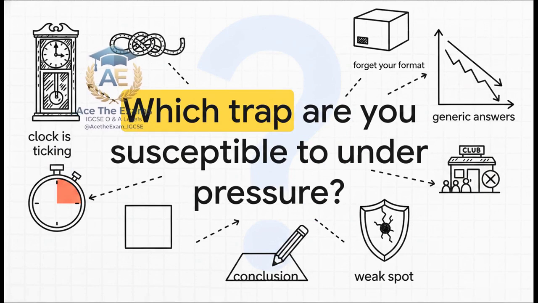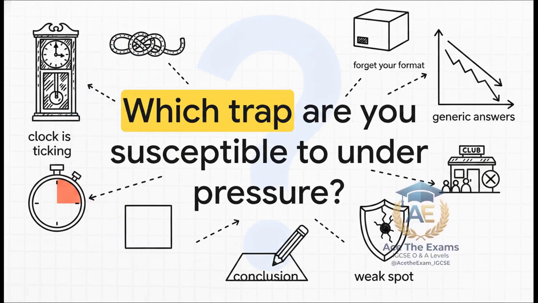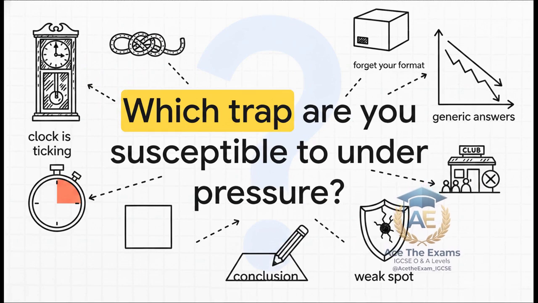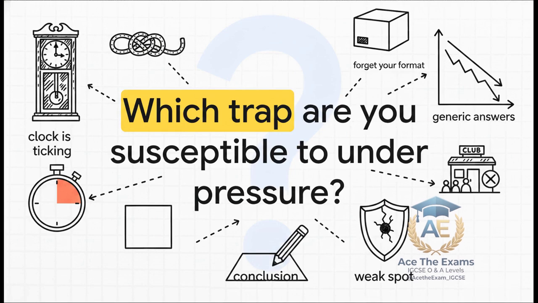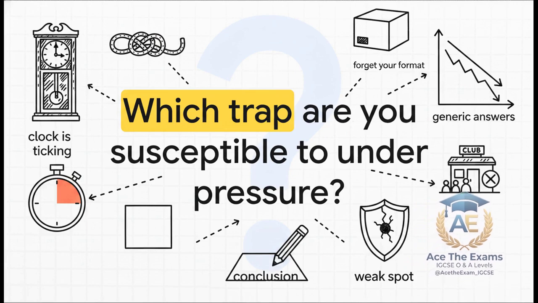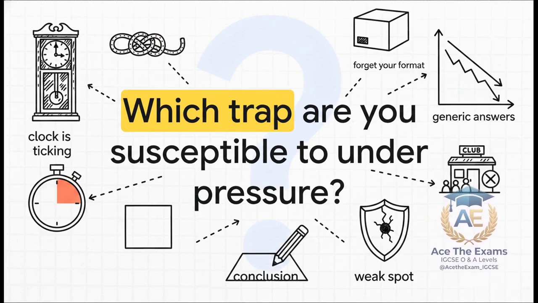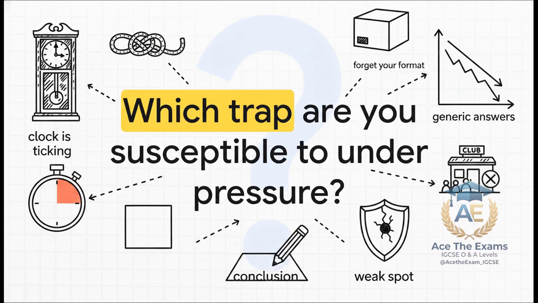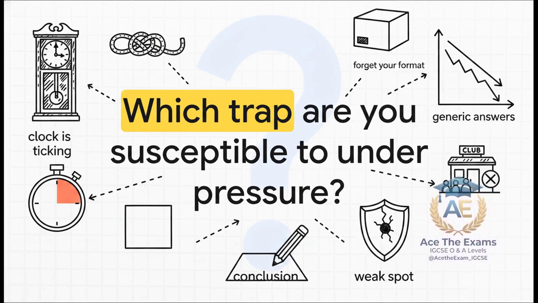Let's do a live forensic workshop right now. Imagine a 60-second visual timer ticking down on your desk. You have exactly 1 minute to locate the critical trend variable, say a sudden massive drop in club membership, and write your conclusion. Under that kind of pressure, do you panic and forget your format? Do you just resort to a generic answer? Identify your weak spot right now so you can actively guard against it.